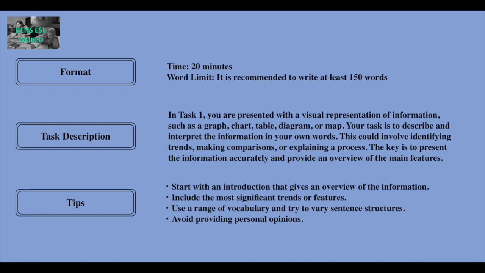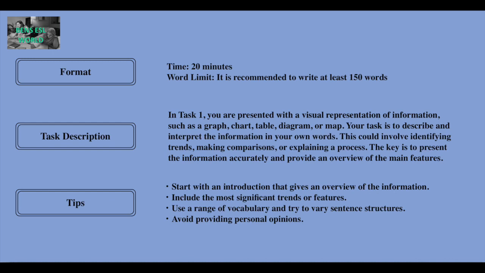Academic Writing Task 1. Format. Time, 20 minutes. Word limit. It is recommended to write at least 150 words. Task description. In Task 1, you are presented with a visual representation of information, such as a graph, chart, table, diagram, or map. Your task is to describe and interpret the information in your own words. This could involve identifying trends, making comparisons, or explaining a process. The key is to present the information accurately and provide an overview of the main features.